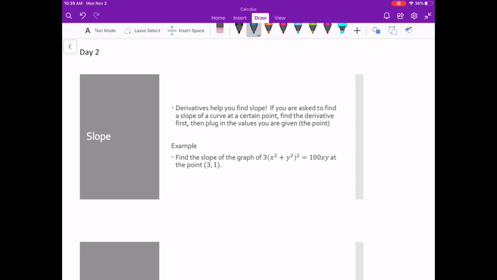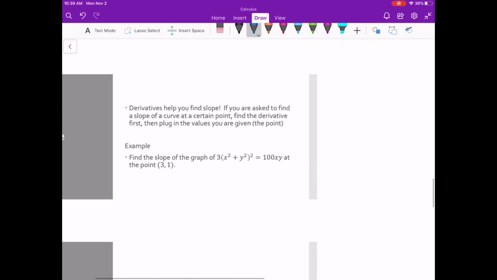This is section 2.5, Implicit Differentiation, day 2. So remember that slope, we can find slope of any equation by finding the derivative. So if you're asked to find a slope of a curve at a certain point, find the derivative first and then plug in the values you're given. So we want to find the slope of the graph of 3 times the quantity x squared plus y squared equals 100xy at the point 3, 1.